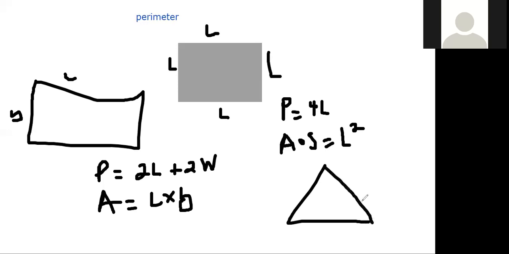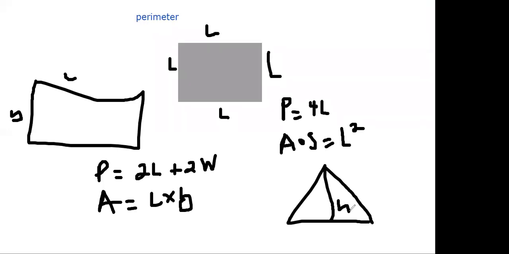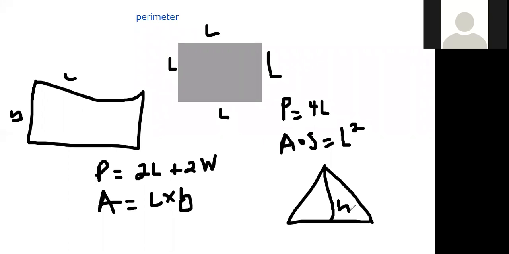Now if you have a triangle, Ruben, if this is B, this is A, and this is C, the perimeter of the triangle will be equal to the length of B plus the length of A plus the length of C.